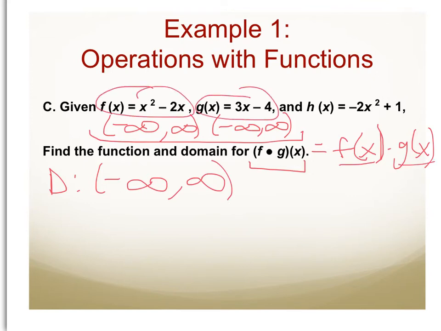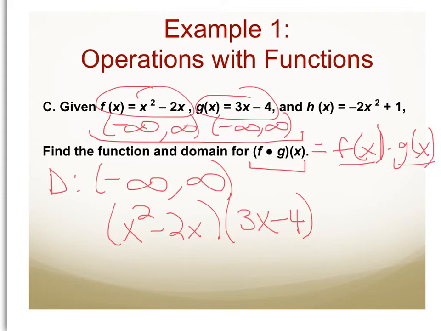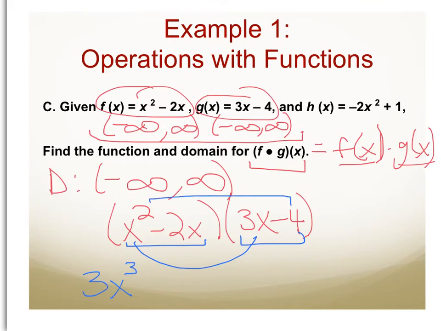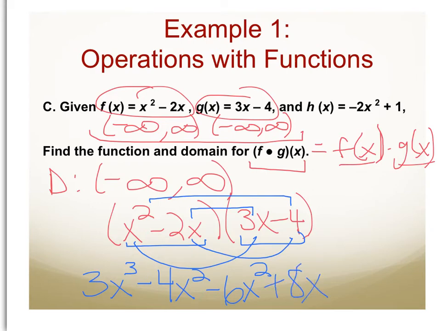And so if I multiply those together, I get x squared minus 2x times 3x minus 4. When I multiply two binomials together, because we have a binomial here and a binomial here, we are going to multiply the first terms together, which gives me 3x cubed. I'm going to multiply my outer terms together, which gives me negative 4x squared. I'm going to multiply my inner terms together to get negative 6x squared. And then negative 2x times negative 4 is positive 8x.